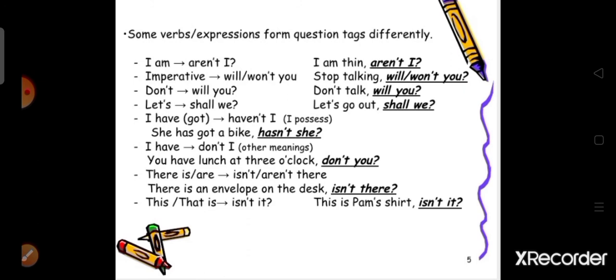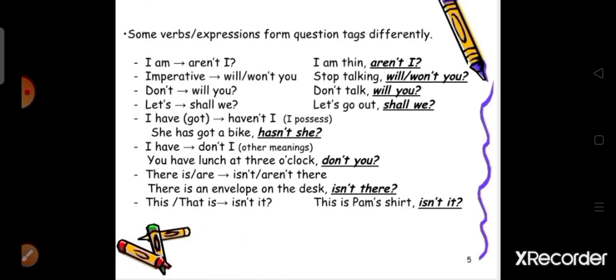For the imperative, we should use will or won't you. For example, stop talking, will or won't you? Okay, next. For don't, we use will you. Don't talk, will you? For let's go out, let's come in, we should use shall we. Let's go out, shall we?